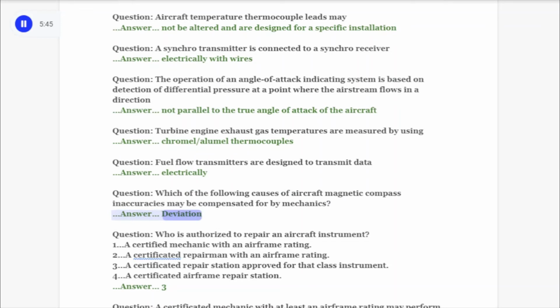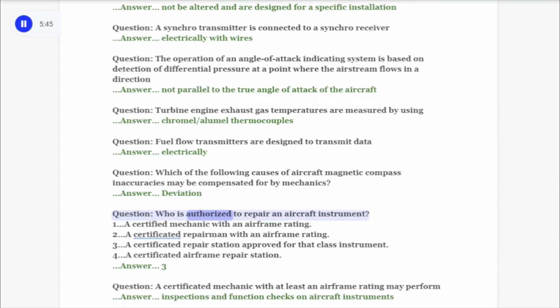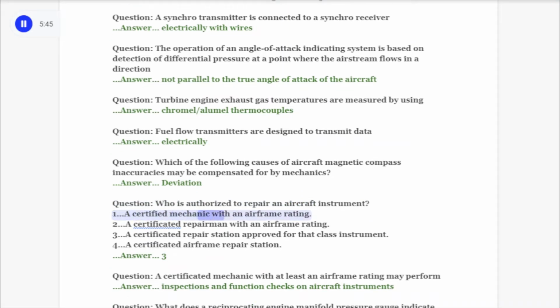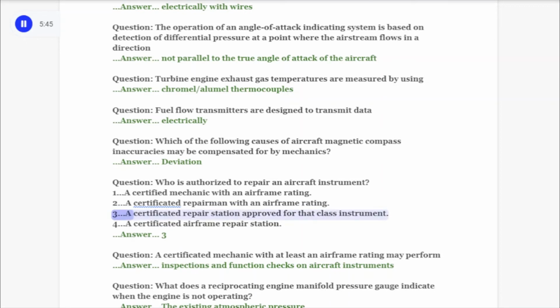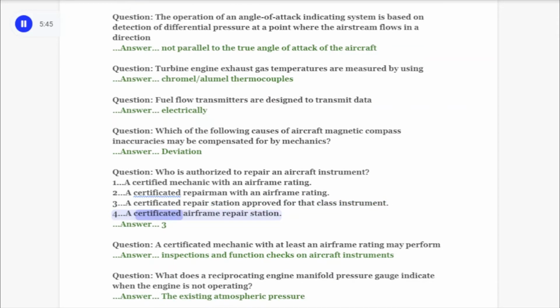Question: which of the following causes of aircraft magnetic compass inaccuracies may be compensated for by mechanics? Answer: deviation. Question: who is authorized to repair an aircraft instrument? 1. A certified mechanic with an airframe rating. 2. A certificated repairman with an airframe rating. 3. A certificated repair station approved for that class instrument. 4. A certificated airframe repair station.